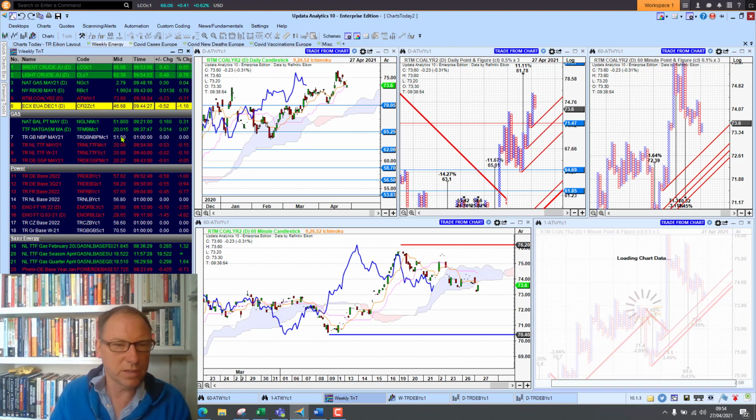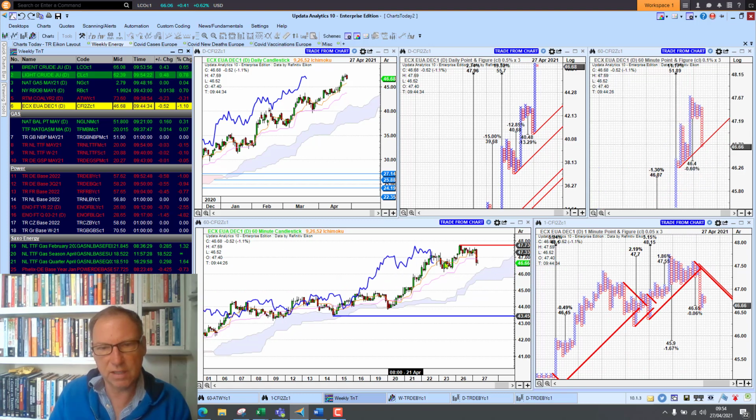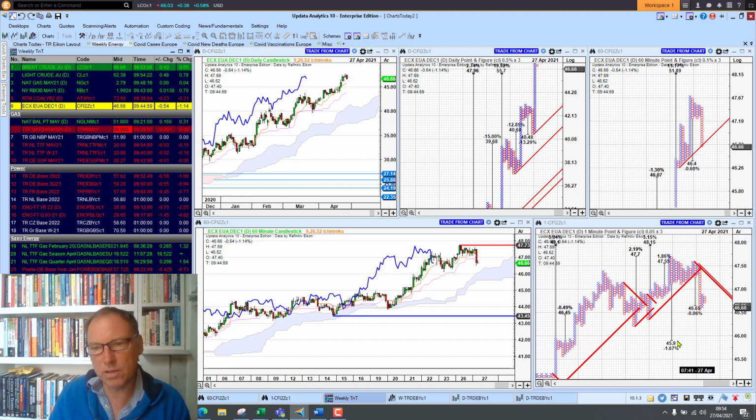And if you look at emissions, just exhausted at around that 47.70 level. Just couldn't quite make the 48 target that we've been talking about for some time, but we are seeing emissions all the time just climbing that wall, getting higher and higher. But we do have some short-term downside targets. If you're trading emissions, keep an eye on those.